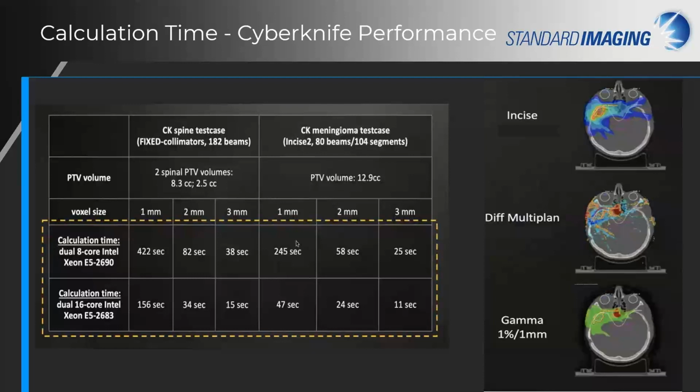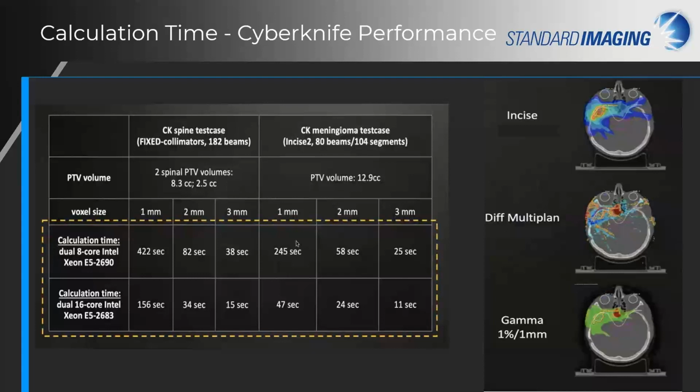If you're really concerned about that speed, you could up your processing ability. So that'll bring it down to like 2.5 minutes. Again, that's very high resolution. So if you go up to 2 millimeters and 3 millimeters, you can see the time drops down significantly. Same for the meningioma test case on the right. From 1 to 3 millimeters, you can drop it down to still less than a minute in the majority of cases.